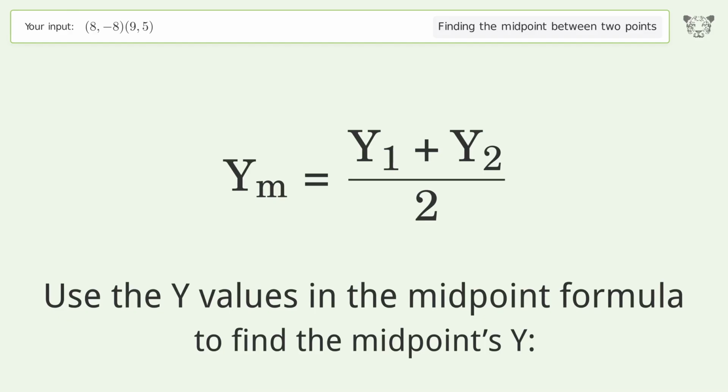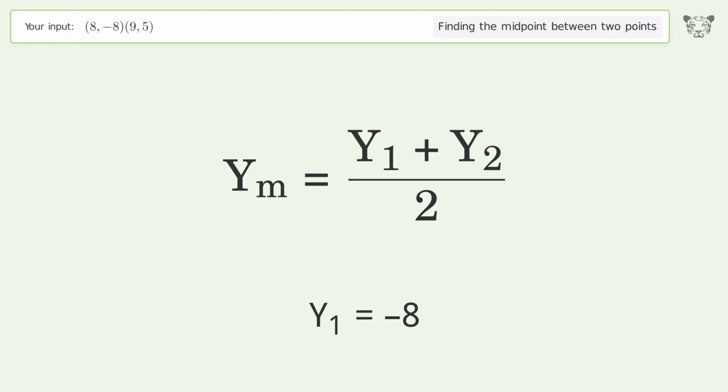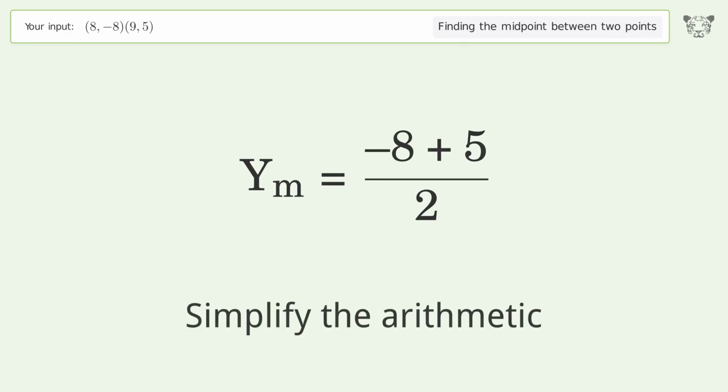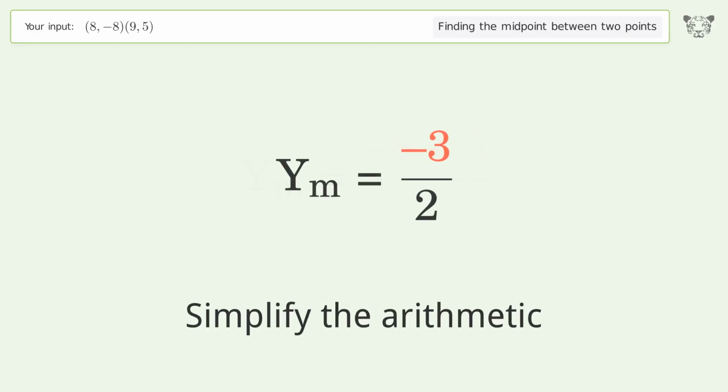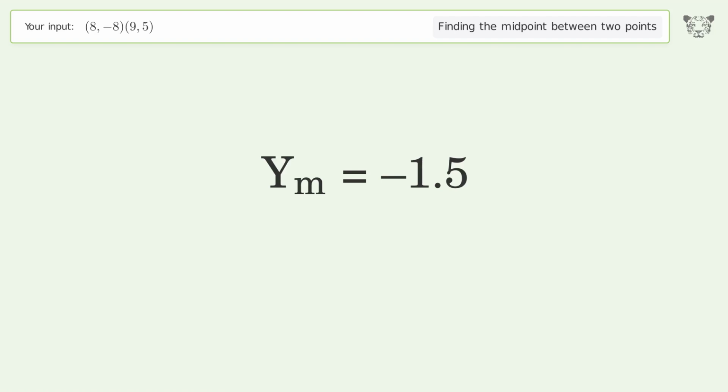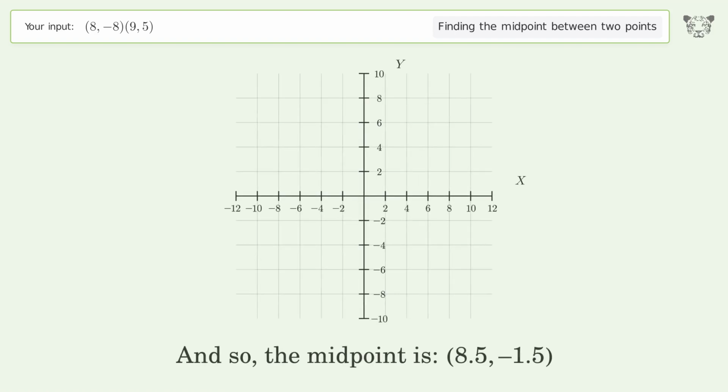Use the y values in the midpoint formula to find the midpoint's y. y1 equals negative 8. y2 equals 5. Simplify the arithmetic. And so, the midpoint is 8.5, negative 1.5.